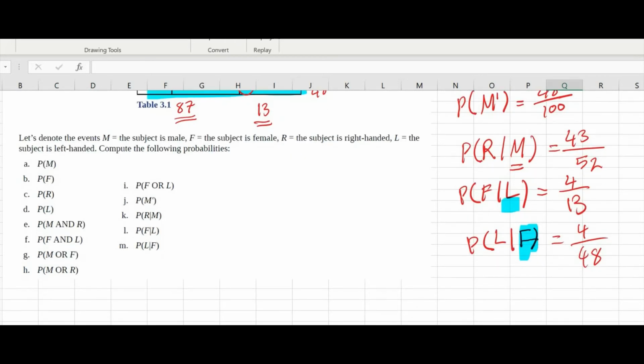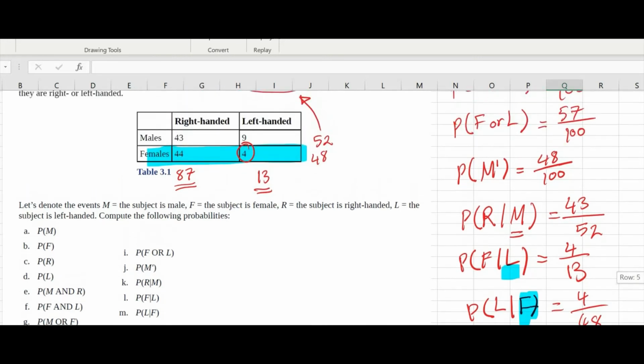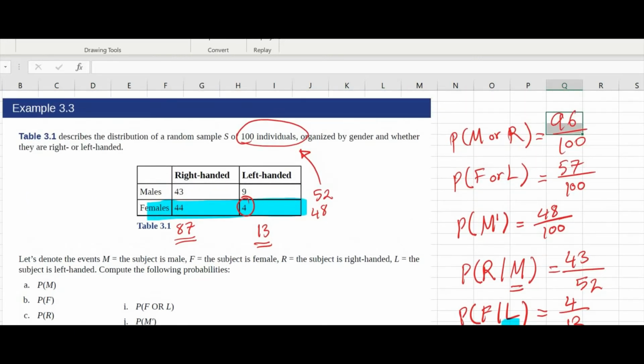So this is how you're going to use contingency tables in order to help you compute probabilities. I hope this explained how to do that, and I will see you in a different example.